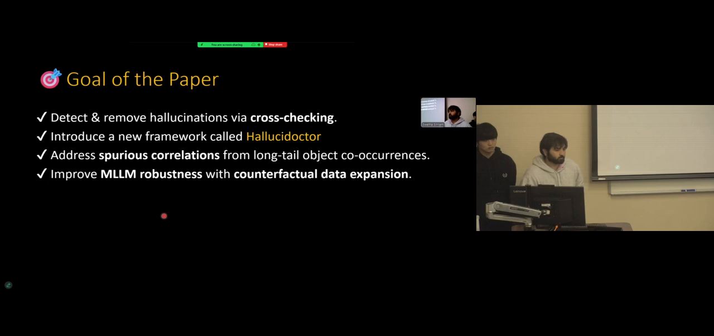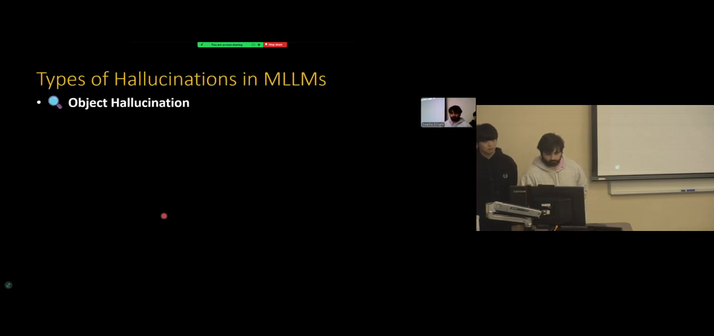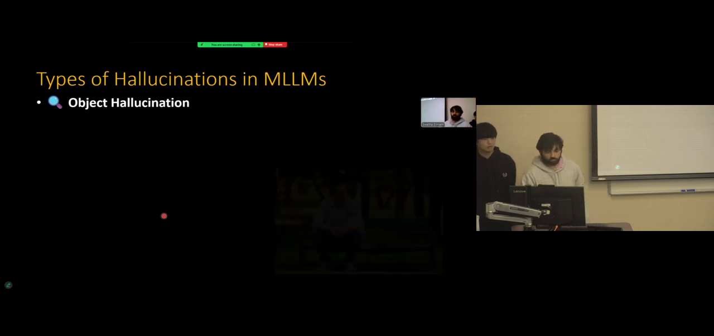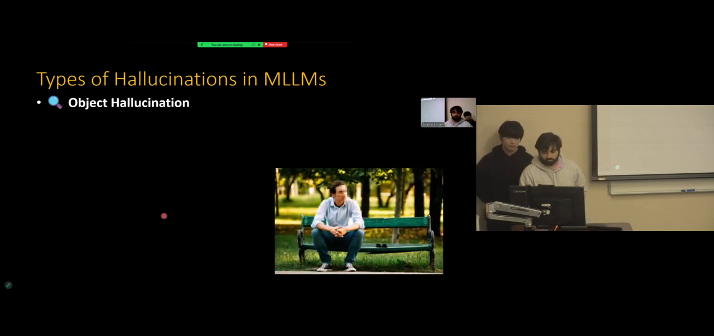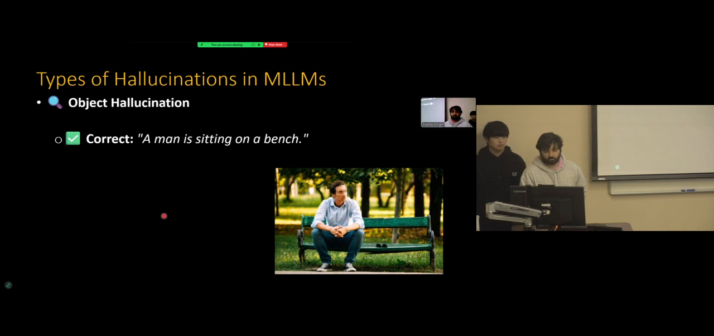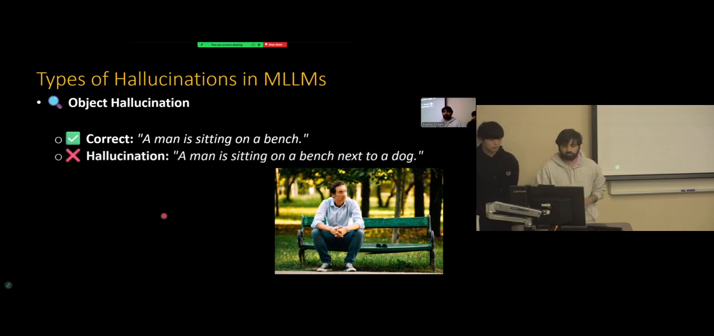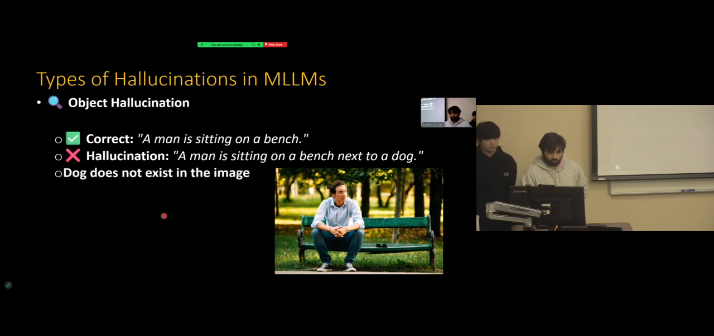Anyways, they also want to improve the robustness of the existing MLLMs by adding counterfactual data expansion. So let's talk about the types of hallucinations. The first type is object hallucination. As you can see in the image, the correct caption would be a man is sitting on a bench. But let's say a model generates a caption like a man is sitting on a bench next to a dog. Now, the dog does not exist in the image, so it is just hallucinating an object. That's this kind of hallucination.